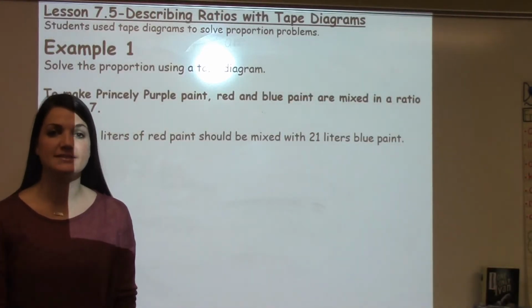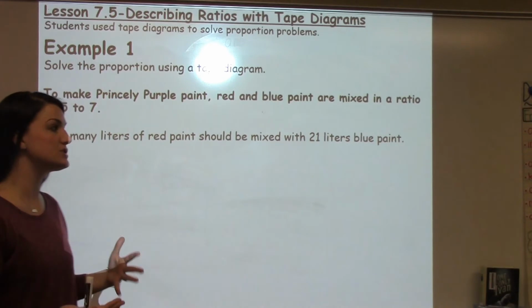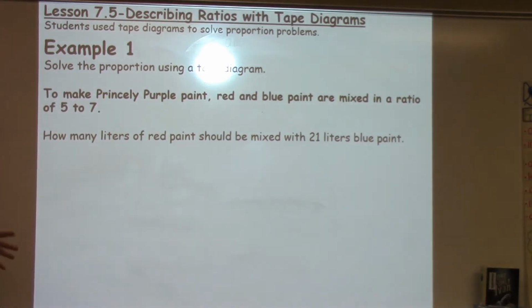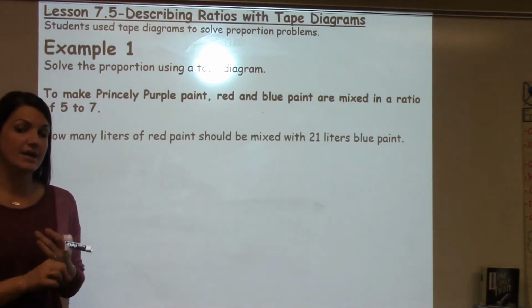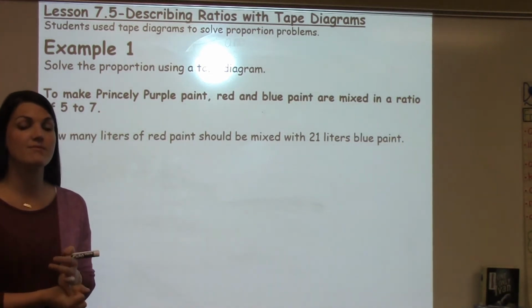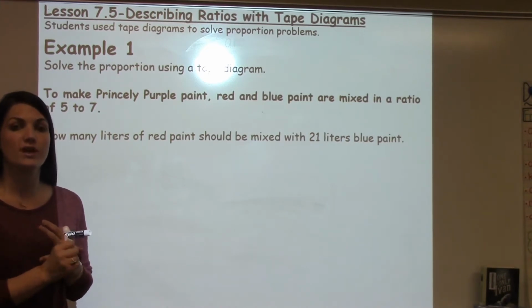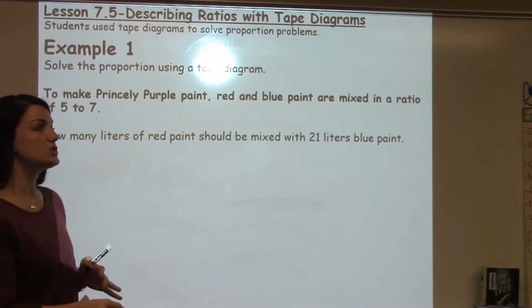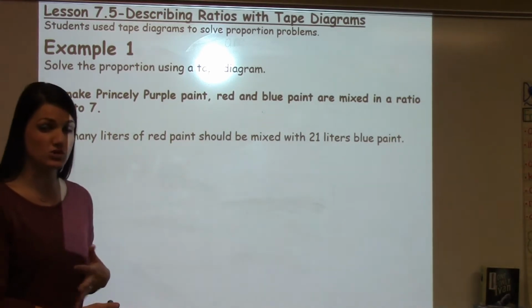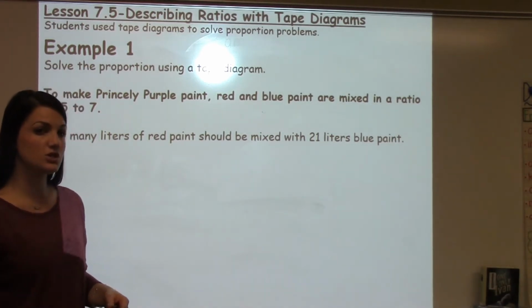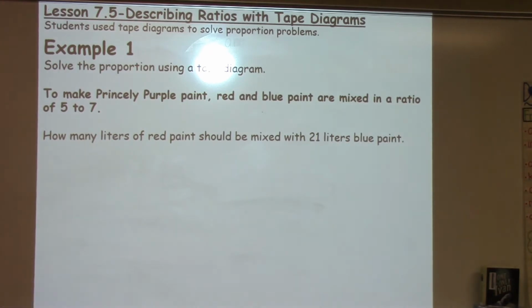Today students learned about tape diagrams and how to solve ratio problems with tape diagrams. So we've learned a couple of different strategies already in this unit. We've learned how to use factor puzzles to help us figure out ratios, and also we have learned to cross multiply. So now this is just another strategy, and it's more of a visual strategy for students to be able to use when working and describing ratios.